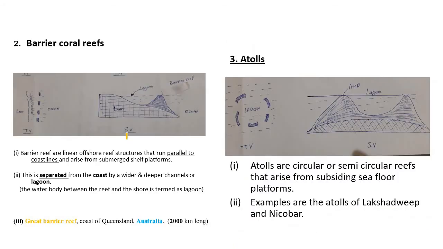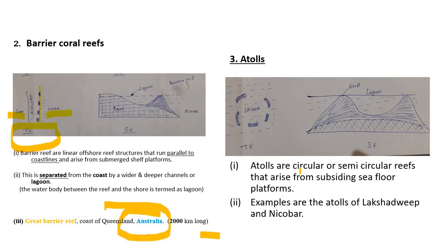Second one, the barrier coral reefs. Here also this is the land, this is the ocean, this is the top view. This is the coral reef. We use the word parallel to the coastline: the coral reef is parallel to the coastline. But importantly, in the first case coral is attached to the land. In this case, coral is detached from the land. This type of coral reef is available in the Great Barrier Reef of Australia. Its length is around 2,000 kilometers.